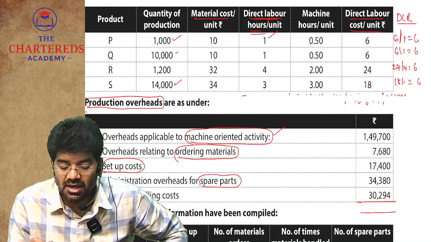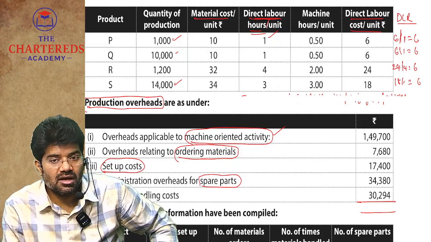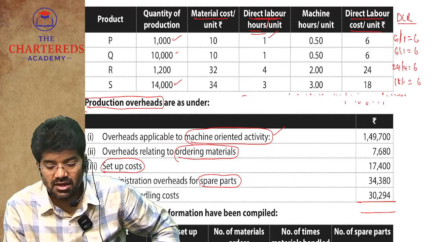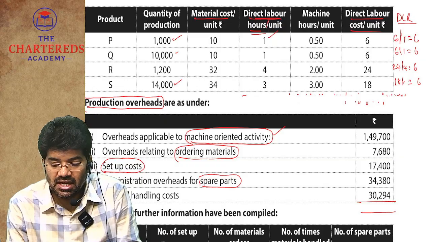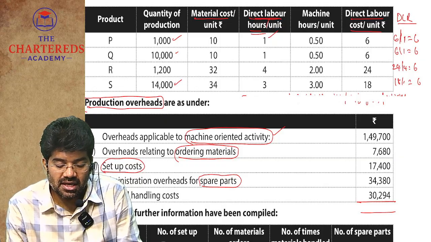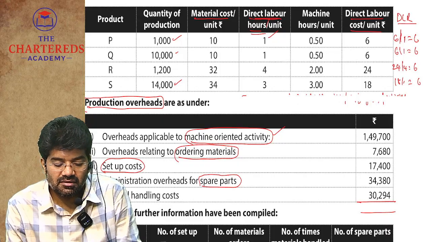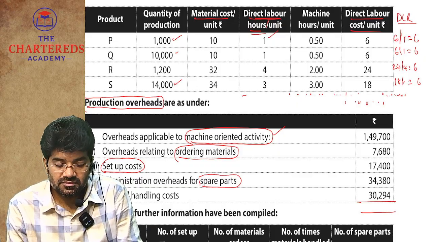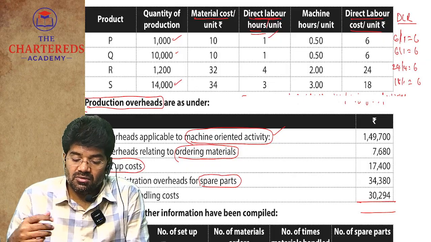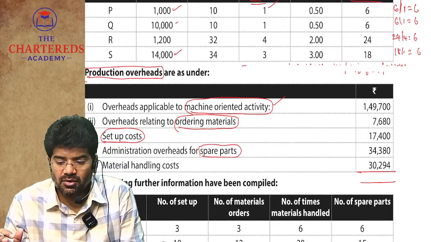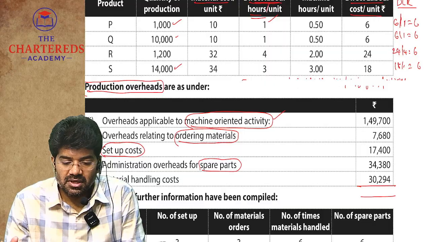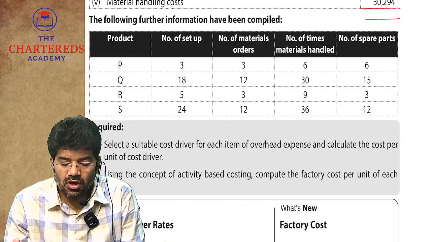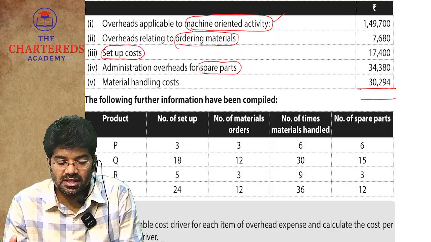So to buy spare parts also you have a process, and for that also you have a cost. So spare parts administration is another activity. Then material handling is another activity. So overall, how many activities have they given? Five activities. Now for every activity they directly gave the overheads. But what is the cost driver for them?